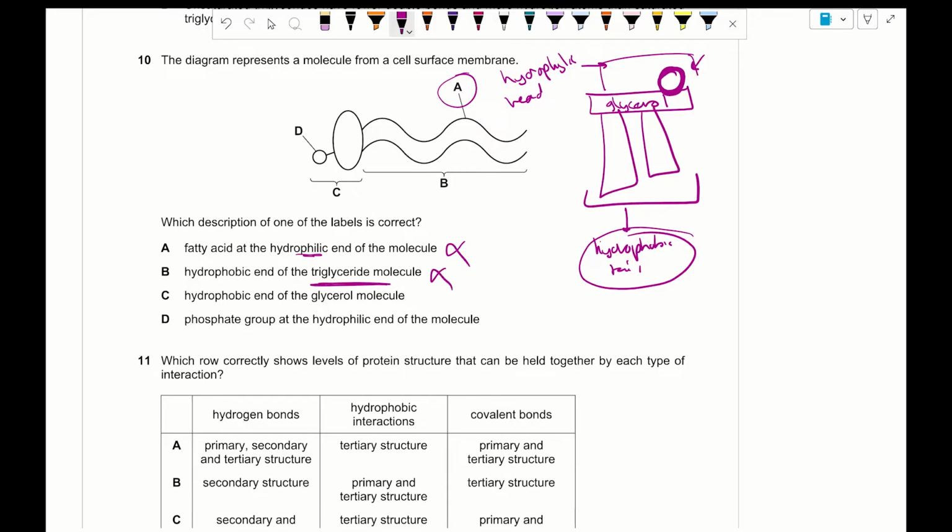C. Hydrophobic end of the glycerol molecule. So glycerol molecule has a phosphate group bound to it, so the hydrophilic head, therefore this is incorrect. It is hydrophilic. D. Phosphate group at the hydrophilic end of the molecule. This is correct. The phosphate can form bonds with water molecules, which makes it hydrophilic. Therefore, the answer is going to be D.